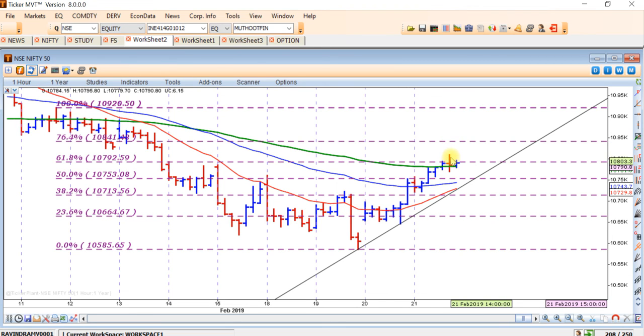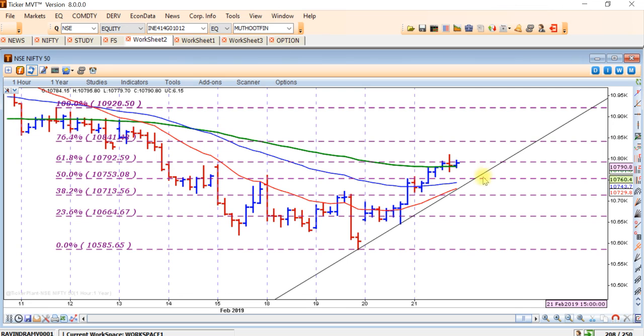So if the market crosses 10,810, then I'll go long, and my target will be the 10,840 level. I'll book my profit at 10,840. If the market corrects down, I will not trade while this trend line is intact. Above this trend line there is a high probability that the market will bounce back. So if the market remains below 10,810 and above this trend line, this area will be a no trade zone for me.